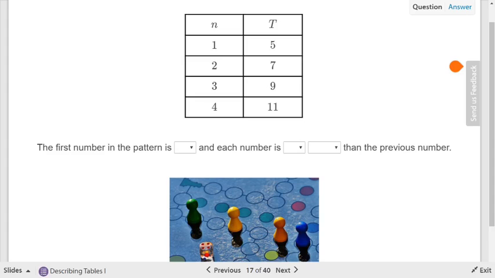Yeah, be careful which one you're looking at. They give you a little drop-down box, and you can just select the right one. And each number is how many more than the next one? 2. And is it bigger or smaller than the previous? Bigger, so that means it's more.